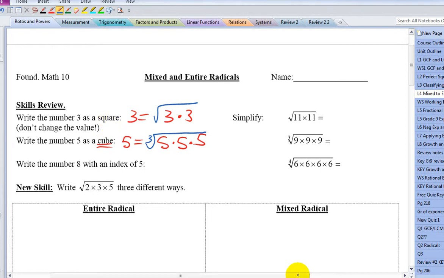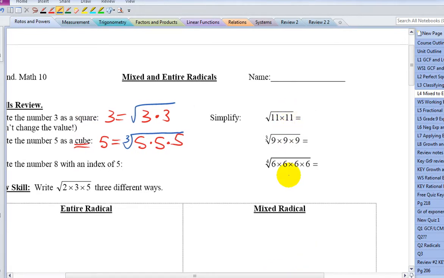Okay, just like over here, please simplify these. Since the index is a 2, we can take out a single value. Here our index is a 3, we can take out a single value. Index is a 4, and we have 4, so we can take out a single value. And that's all we're kind of doing today.